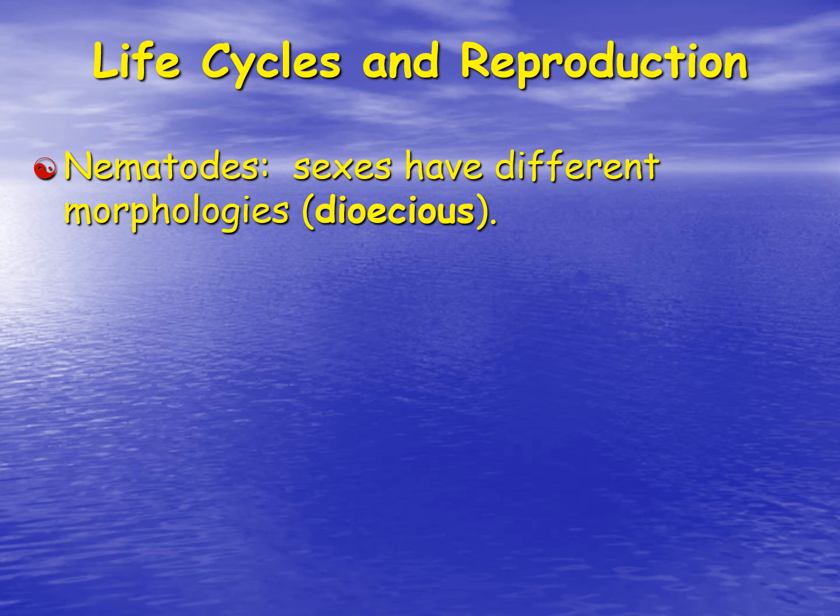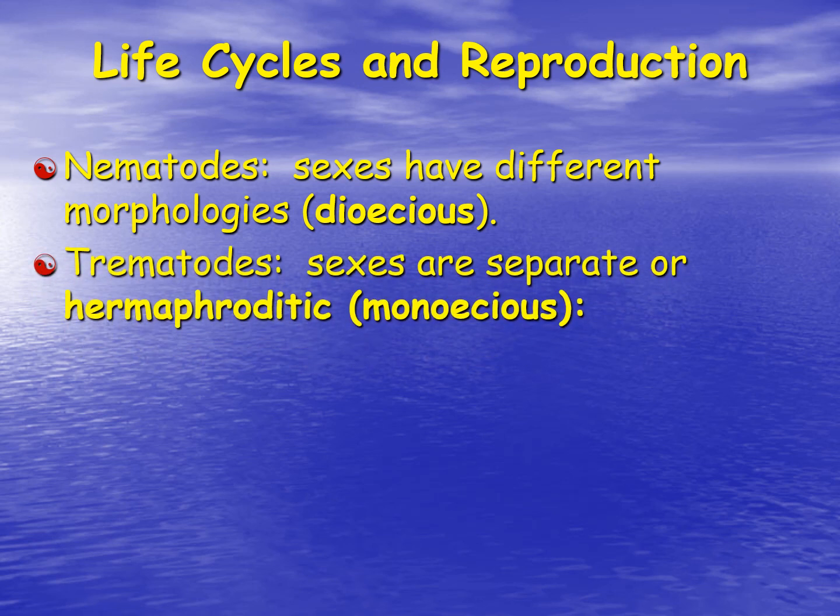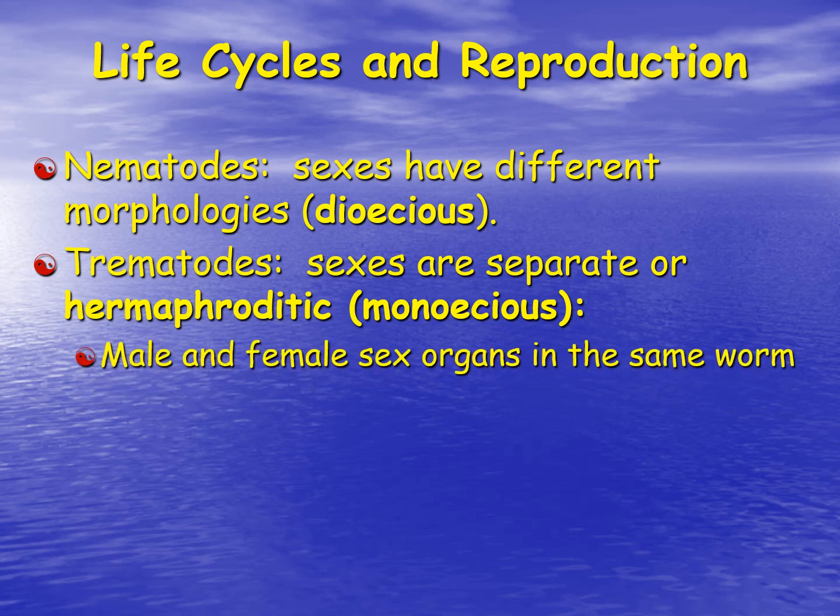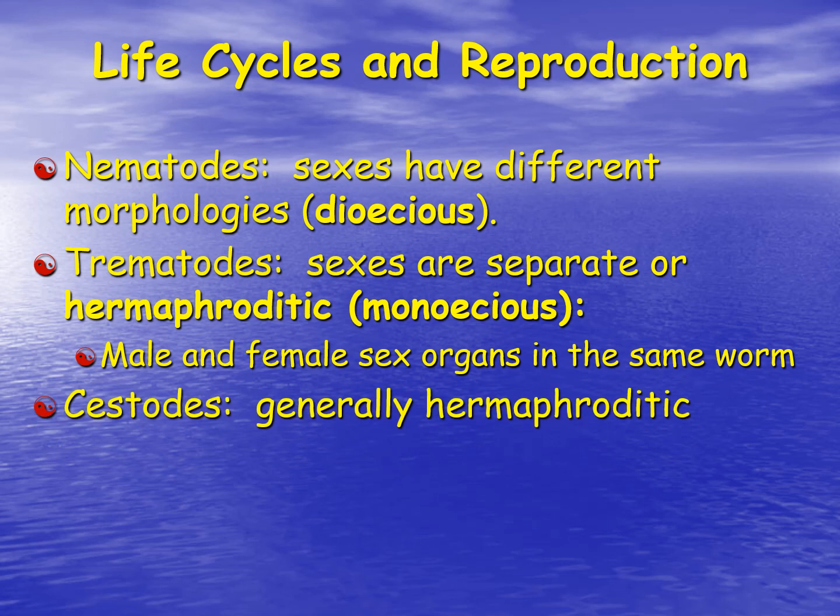Nematodes, the sexes have different morphologies. They're what we call dioecious. They have both males and females, and this would include the roundworms. Trematodes, the sexes are separate or they're hermaphroditic. And hermaphroditic meaning monoecious, meaning they have both sexes in one organism. So the male and female sex organs are in the same organism. And cestodes are generally hermaphroditic.